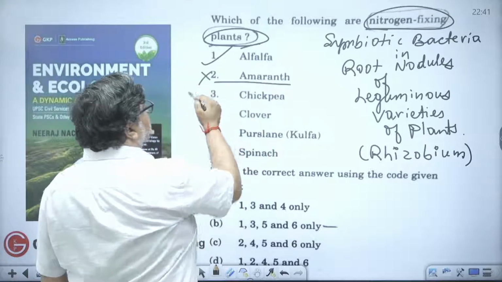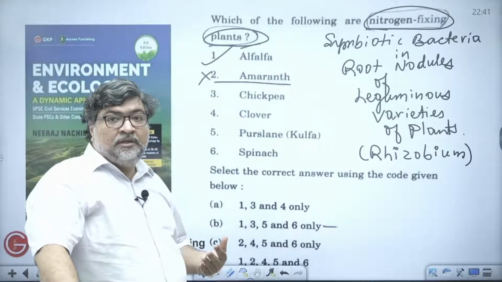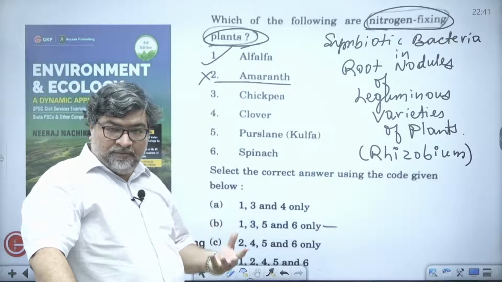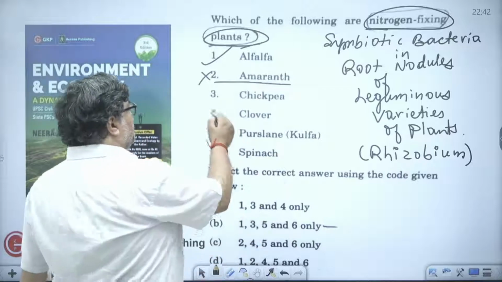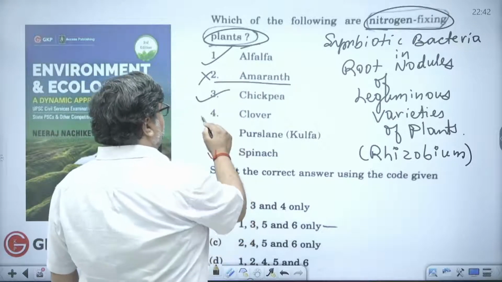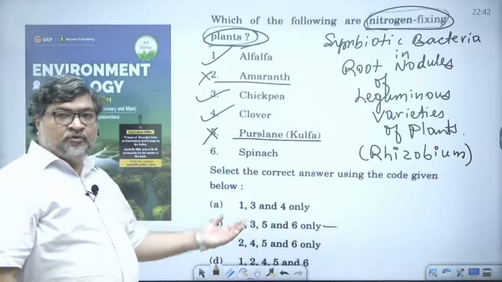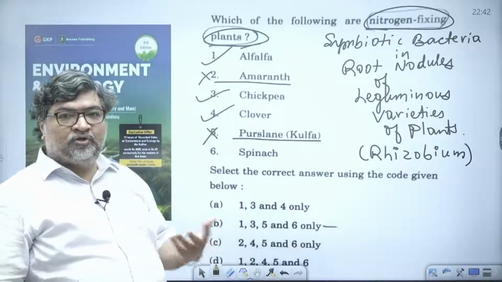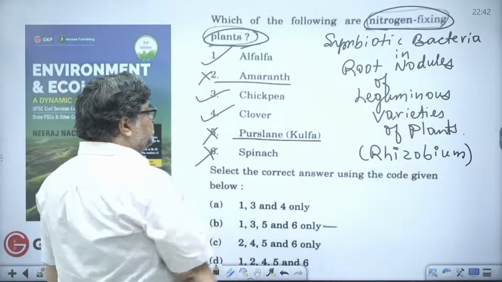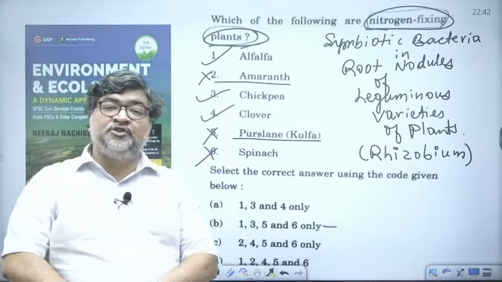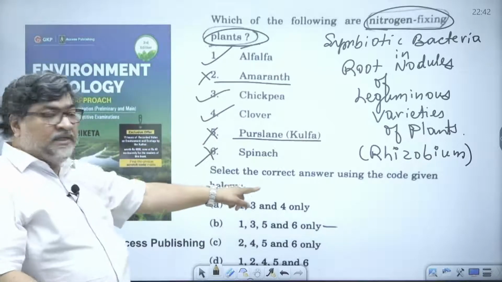Amaranth is wrong. That is a red leafy vegetable they use, a fibrous leafy vegetable for vitamins and all, but amaranth doesn't contain nitrogen fixing bacteria. Chickpea is right. Pulses, that's correct. Clover is also correct. Purslane is a highly nutritious food called kulfa, right, which is grown there. It provides antioxidants, vitamins and all, but doesn't have nitrogen fixing bacteria. Spinach again doesn't have. Spinach and amaranth provide roughage for bowel movement and digestion. The correct answer is 1, 3 and 4. Select the correct answer using the code given.